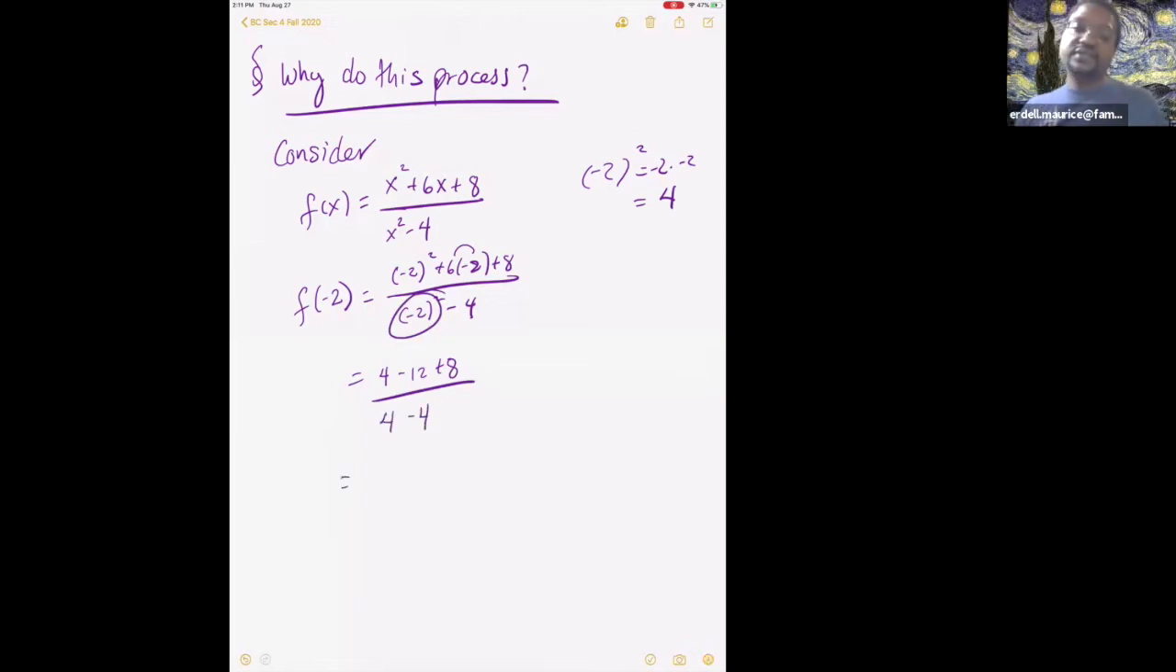4 minus 12 is negative 8. Negative 8 plus 8 is 0. And in the denominator, 4 minus 4 is 0. And so I get here a 0 divided by 0. And as some people have correctly surmised, this is undefined. One cannot divide by 0. That's one of those little rules that we had to learn back in the day.